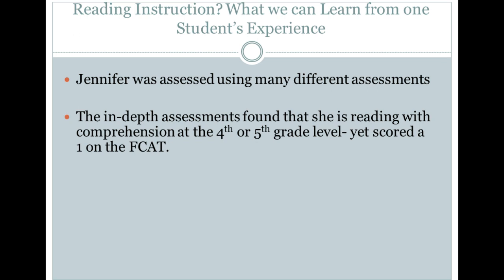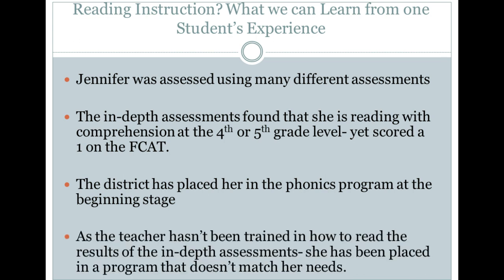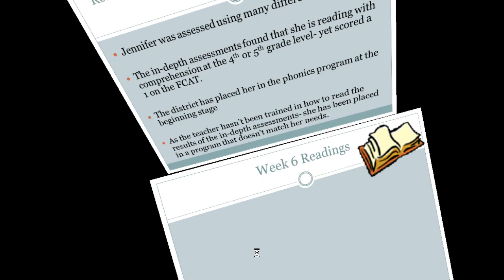So the in-depth assessments found that she's actually reading with comprehension at the 4th or 5th grade level. So she's only a year behind 6th grade, but yet she scored a 1 on the FCAT. So the district placed her in the phonics program at the beginning stage. And the teacher hasn't been trained in how to read the results of the in-depth assessment, so poor Jennifer has been placed in a program that doesn't match her needs. So this is, hopefully, a warning to you all of what can happen when you inappropriately place a student in a program based on shallow data.